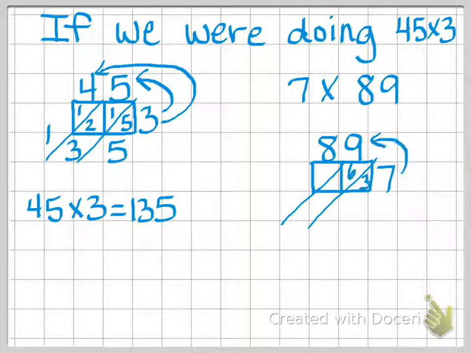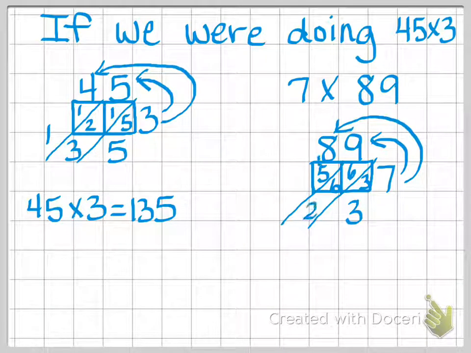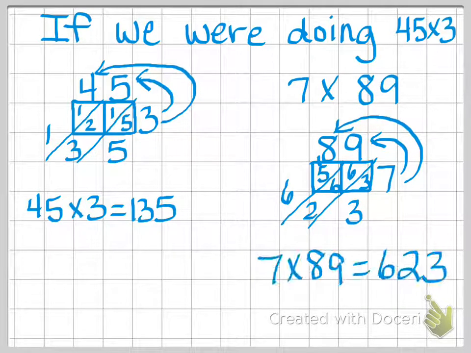7 times 9 gives me 63. 7 times 8 gives me 56. And then I'm going to add on the diagonals. So 3 plus nothing gives me 3. 6 plus 6 is going to give me 12. And notice how I regrouped there. So now I have 1 plus 5 gives me 6. So 89 times 7 gives me 623, or 7 times 89, which was the original problem.